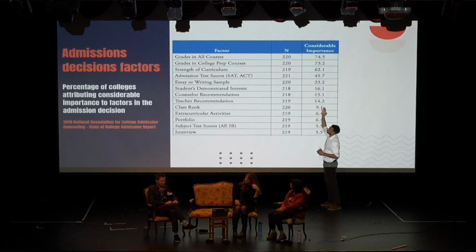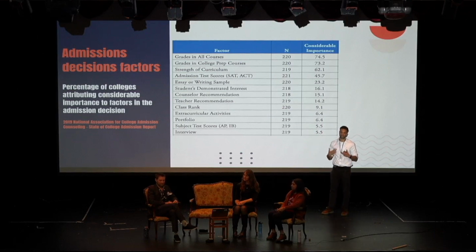So as you can see at the top, grades in all courses and grades in college prep courses, this is out of 100. They've weighted it 74 and 73. So you can be confident knowing that the most important thing in the application is going to be the GPA. And what are they achieving in their everyday classes over the course of high school? That is the most important.